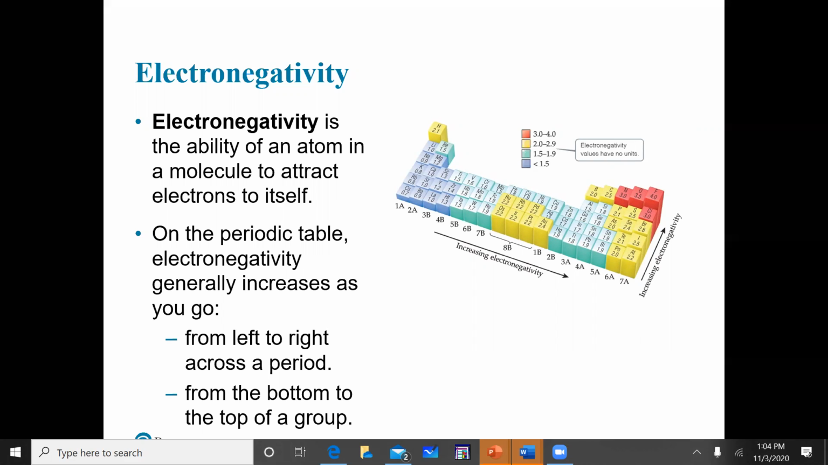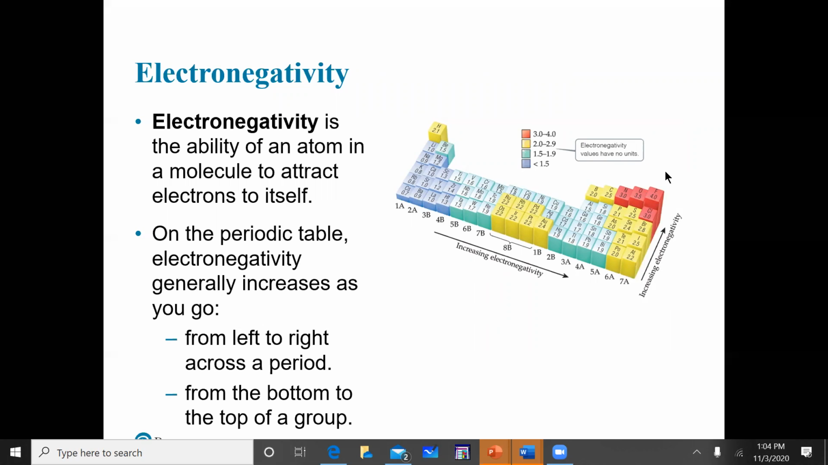So our electronegativity, if you want to write that somewhere, and this doesn't include noble gases. Why doesn't it include noble gases over here? Because noble gases have a complete octet, or in helium's case, a duet. So they have no desire for electrons. So they're not even talked about here.